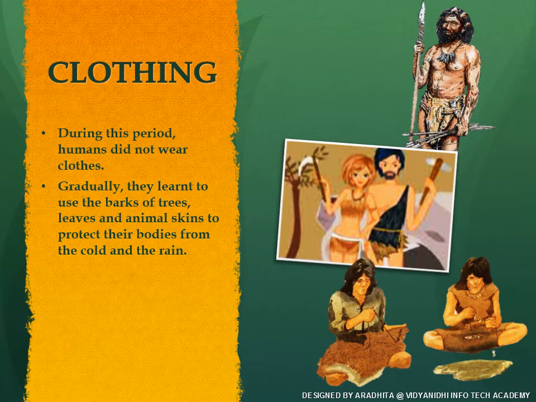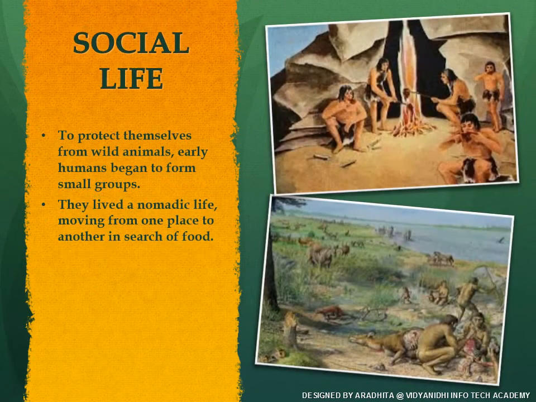Clothing. During this period, humans did not wear clothes. Gradually, they learned to use the barks of trees, leaves, and animal skins to protect their body from the cold and the rain. Social life. To protect themselves from wild animals, early humans began to form small groups. They lived a nomadic life, moving from one place to another in search of food.